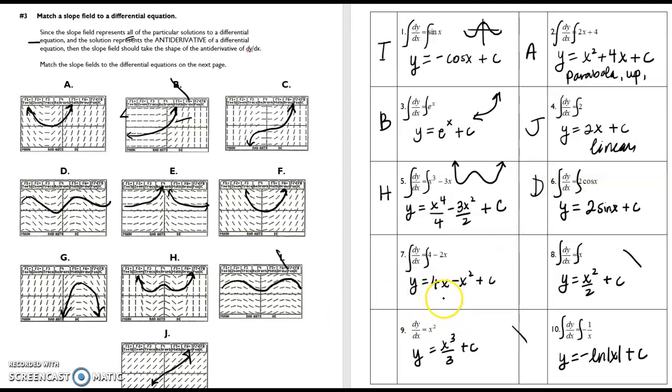Number 7, we have 4x minus x squared plus c. That's a parabola facing down. So looking for a parabola facing down and shift it over a little bit, that's going to be G.